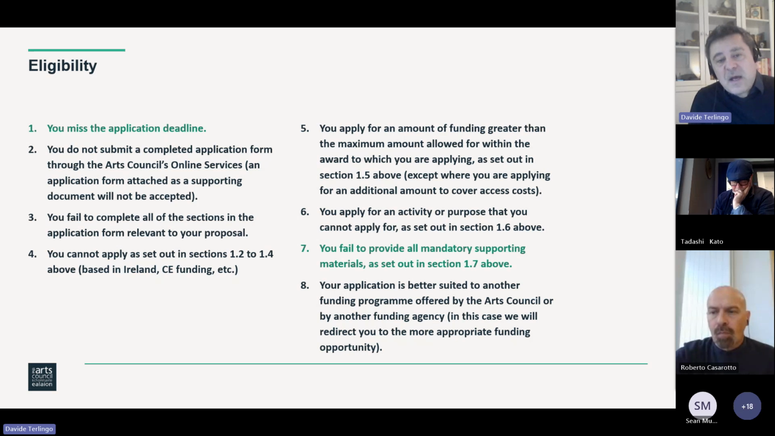If you apply, say, for activities that do not fit the purpose, again, that's across all our funding programs, so it's pretty straightforward. But important again, if you fail to provide all supporting material, that will be immediately obvious, and we will simply deem your application ineligible. And that's it. And then of course, if it's better suited to other Arts Council funding programs. So these are very important. We keep repeating them all the time because there is always the likelihood that a few applicants will end up being deemed ineligible whenever we run our funding programs.